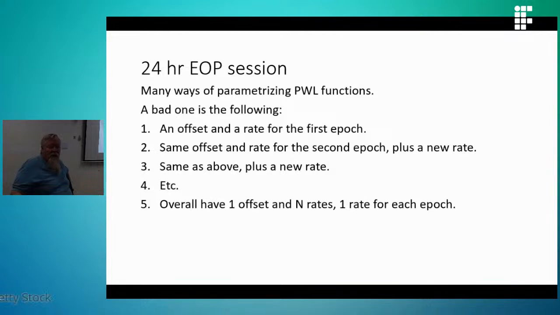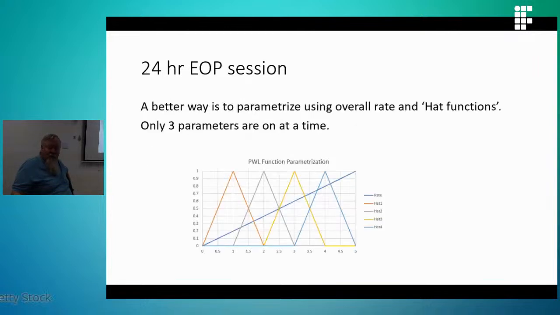But there's a better way of doing this, and this is to model the atmosphere as a sum of a rate term, which is this thing here, plus these hat functions. These hat functions go from 0 up to 1, and then down to 0 again. And you can show that you can model any piecewise linear function as the sum of these terms.